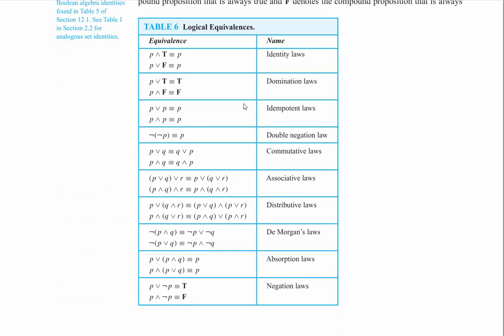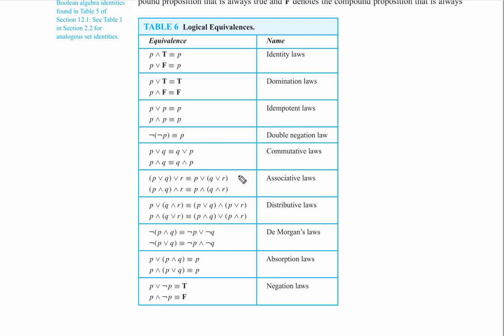Okay, so these other equivalences I mentioned, so identity laws, if you and something with T, that's equivalent to the original, or if you or something with F. P or P is equivalent to P. P and P is equivalent to P. Those are easy to check. We saw this one. Not not P is equivalent to P.